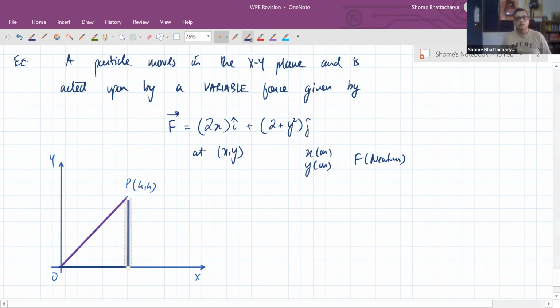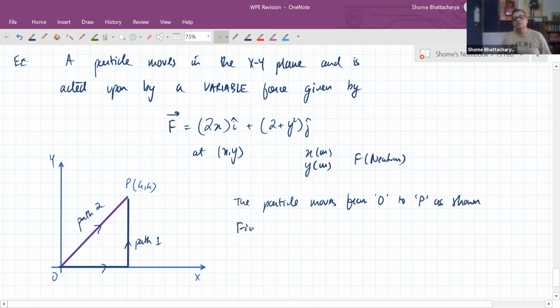Like this. Okay. So we have two different paths. This is path 1, and this is path 2. So the particle moves from the origin to the point P as shown.